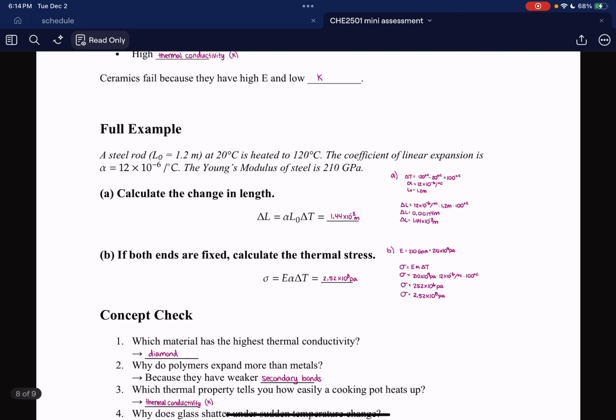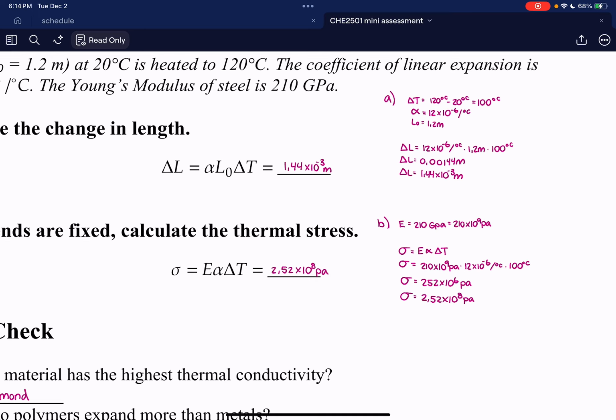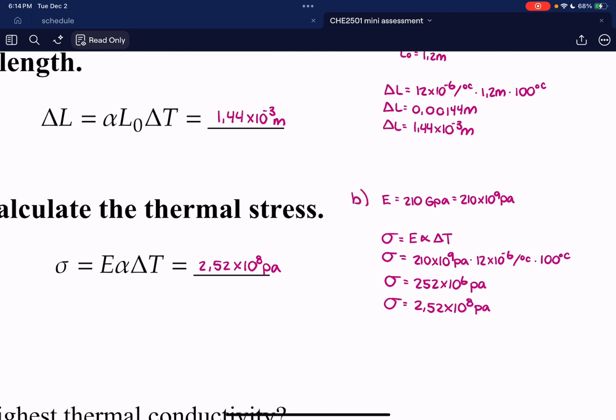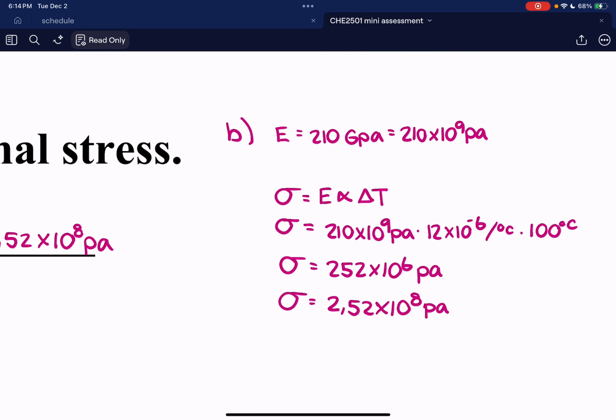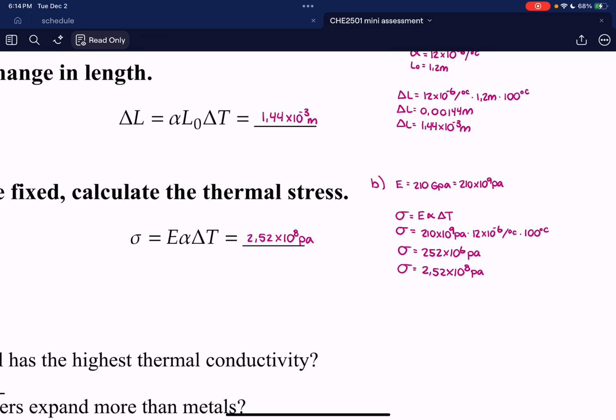And in part B, it says if both ends are fixed, calculate the thermal stress. For the thermal stress, we need to use the modulus of elasticity, so 210 gigapascals, but we want it in pascals, so you need to know the conversions for that. If you do times 10 to the 9, you'll get it in pascals. And then we also already know the other variables for the equation. So you can plug that in, and you will get 2.52 times 10 to the 8 pascals.